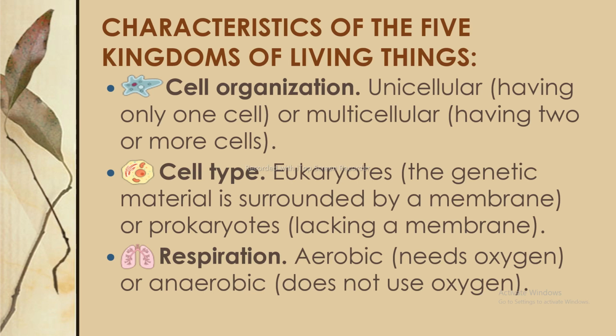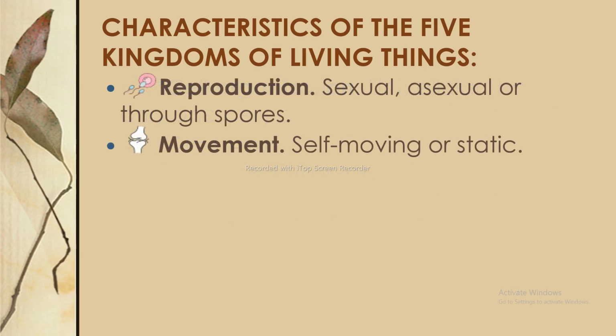Next characteristic is the cell type: eukaryotes, where the genetic material is surrounded by a membrane, or prokaryotes, lacking a membrane. Next characteristic is respiration, which is aerobic, needs oxygen, or anaerobic, doesn't use oxygen. Next characteristic is reproduction, which is sexual, asexual, or through spores. And the last characteristic is movement, which is self-moving or static.